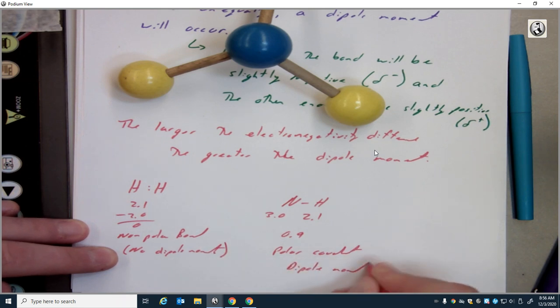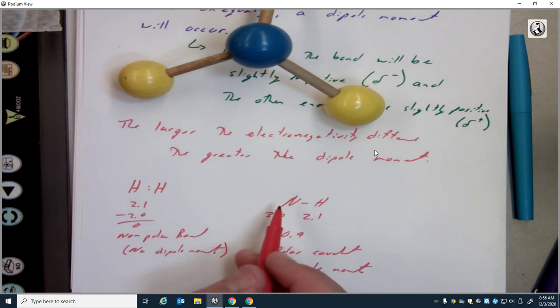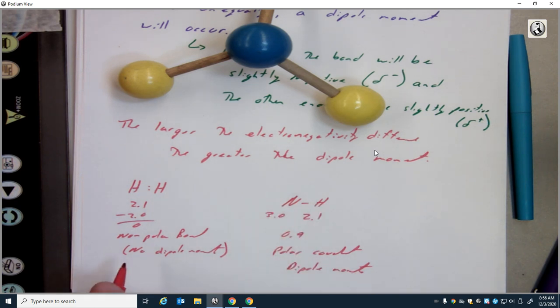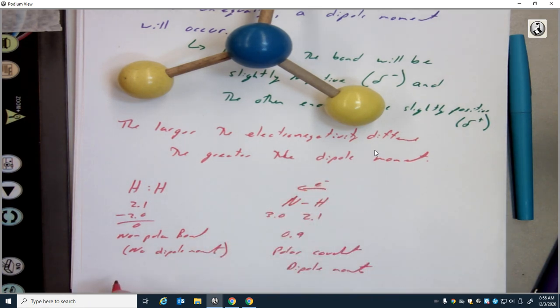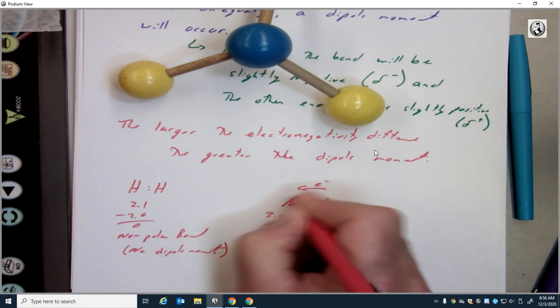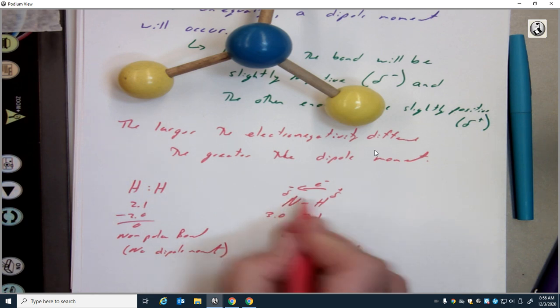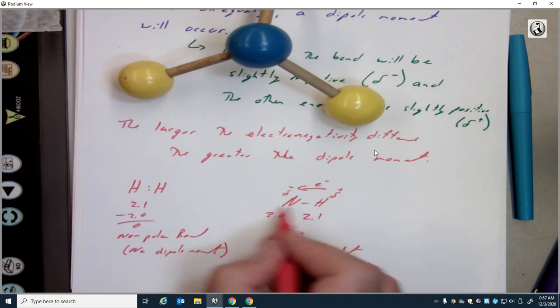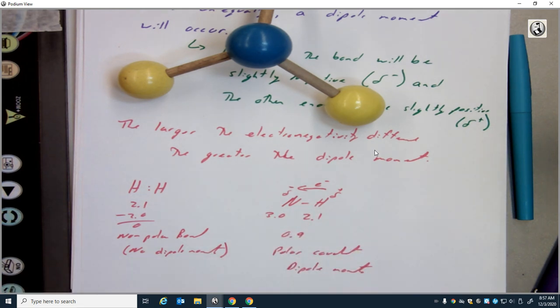Now, what does that mean? Well, it means the electrons are found more toward one of the atoms than the other. They're pulled towards the one that's more electronegative. So the electrons in this bond are going to be pulled towards this nitrogen. That means the nitrogen end of this bond is going to be slightly negative, and the hydrogen is going to be slightly positive, because the electrons are found more often near nitrogen than near hydrogen. So you get this slight negative charge and slight positive charge on opposite sides of the bond, and that's what the dipole moment is.